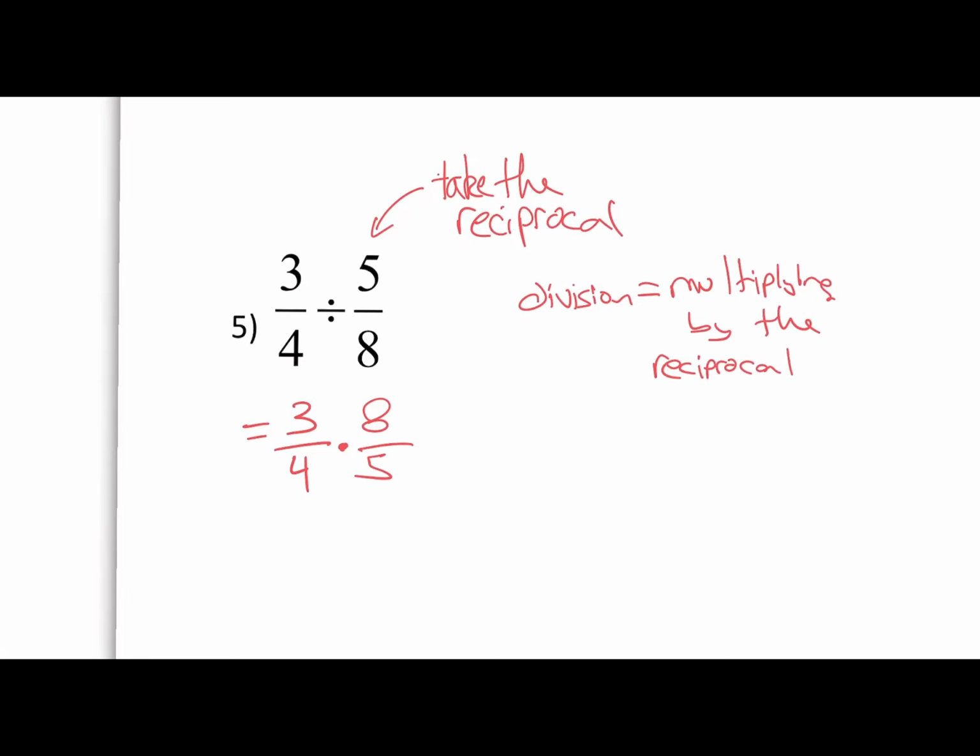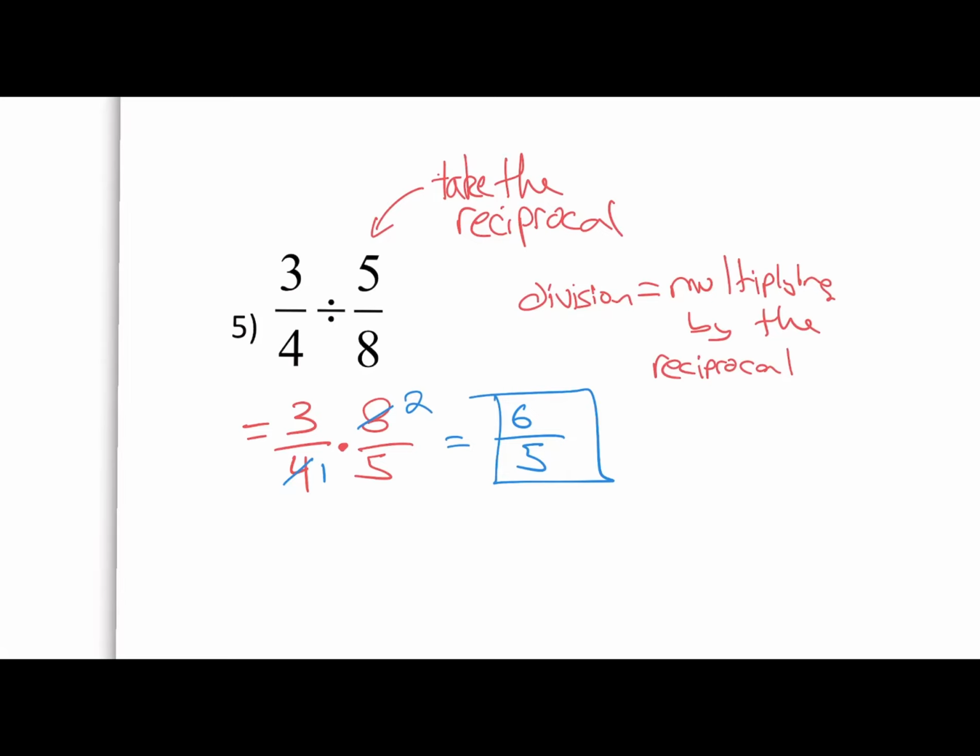Now I can try to reduce, and so what we've got here is that the 8 and the 4 can both be divided by 4, actually. So 8 divided by 4 is 2, 4 divided by 4 is 1. I'm just reducing diagonally there. And that's going to give me 3 times 2 is 6, over 1 times 5 is 5. And 6/5 doesn't reduce. That's my final answer here. Just make sure you see the 6 came from the 3 times the 2 on the top, because we reduced the 8 and the 4. The 5 came from the 1 times the 5 on the bottom.